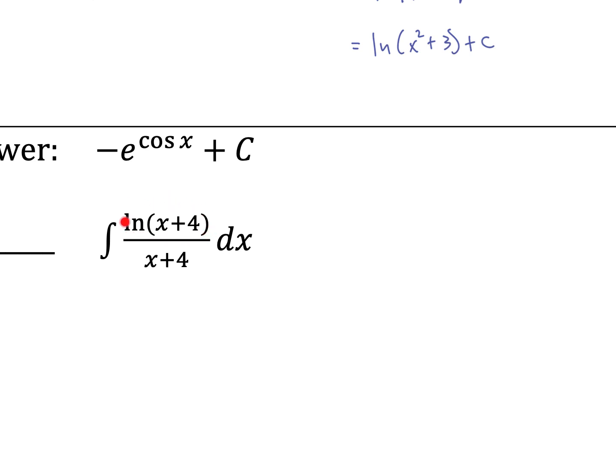Think about now if you make u this whole thing. So the derivative of ln of x plus 4 is 1 over x plus 4 dx, which is really that. The fact that x plus 4 is in the bottom, this is really 1 over x plus 4. Okay, so let's do that. And so here, I'll just do it and we'll see. So make u ln of x plus 4.